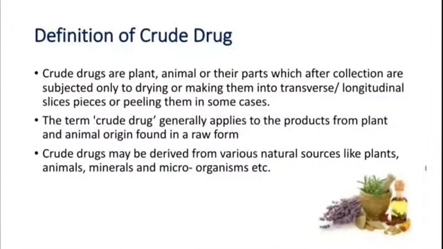First, the definition of crude drug. Crude drugs are plants, animals or their parts which, after collection, are subjected only to drying or making them into transverse or longitudinal slices, pieces, or peeling them in some cases. The term crude drug generally applies to products of plant and animal origin found in a raw form. Crude drugs may be derived from various natural sources like plants, animals, minerals and microorganisms.